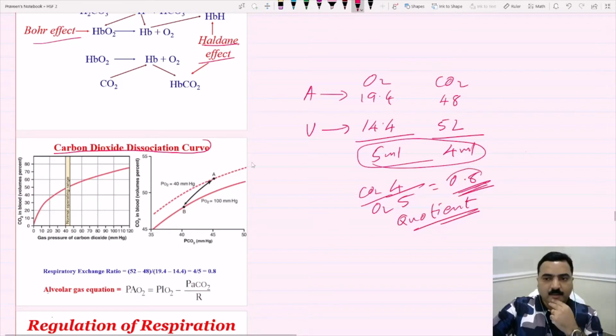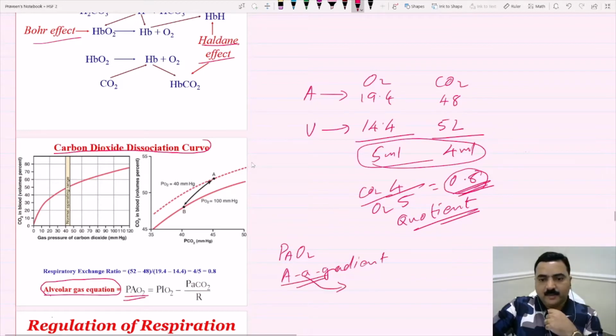Okay, so this 0.8 is very essential to be used in an equation called the alveolar gas equation. The alveolar gas equation is used for calculating the alveolar partial pressure of oxygen, the capital A, which is very essential for the clinical purpose to understand the AA gradient, which we have discussed before. So this will be given in the ABG value. Arterial blood gas value will give you the arterial partial pressure of oxygen. But the partial pressure of oxygen in the alveoli is difficult to get from the ABG value, so you need to use this for the calculation.